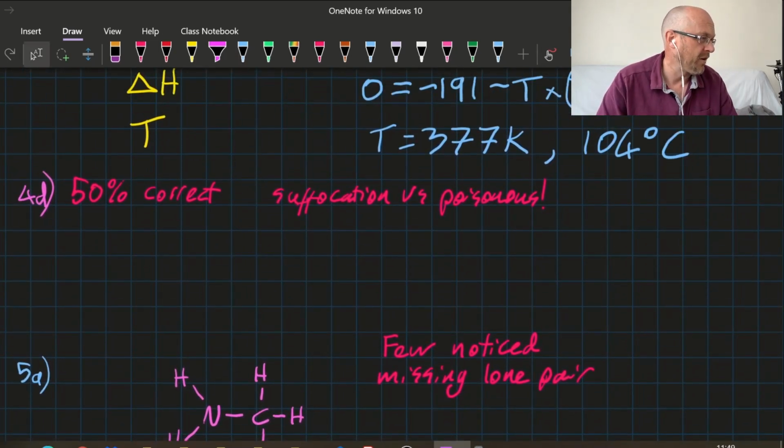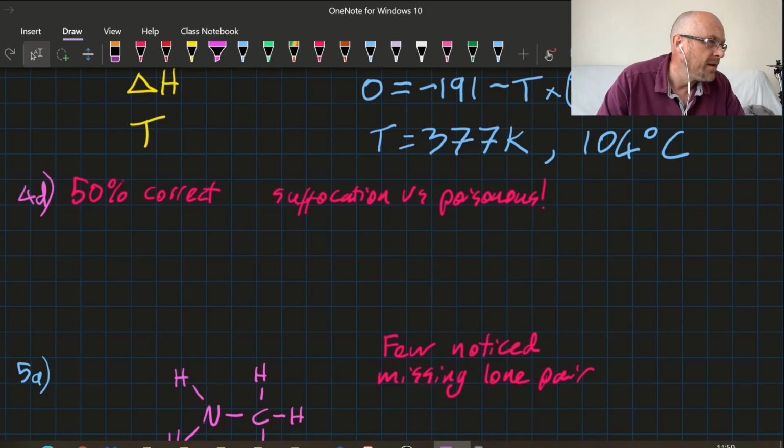4D, 50% got it right. Why are you messing around with carbon monoxide? Isn't that hazardous? Yeah. It's toxic or poisonous. Well, what a dumb answer. It's hazardous. Why? It's toxic, poisonous. Okay.